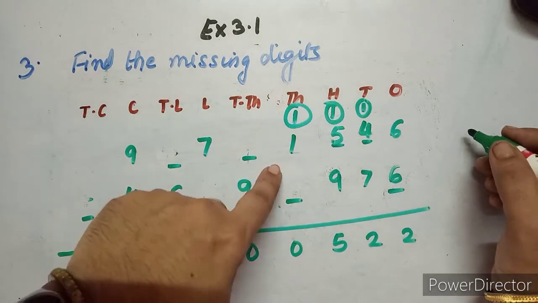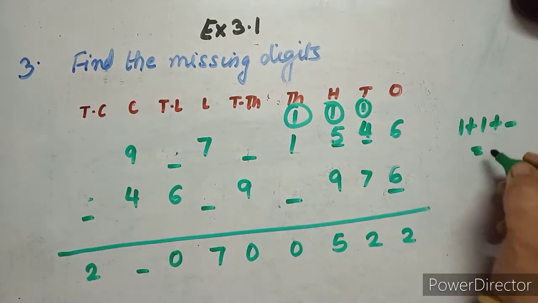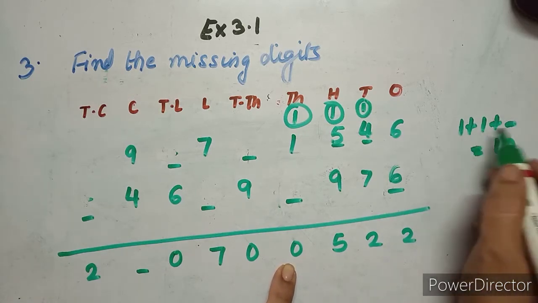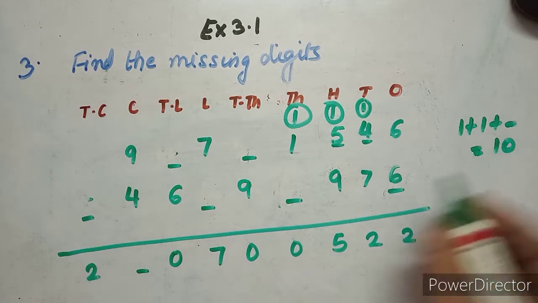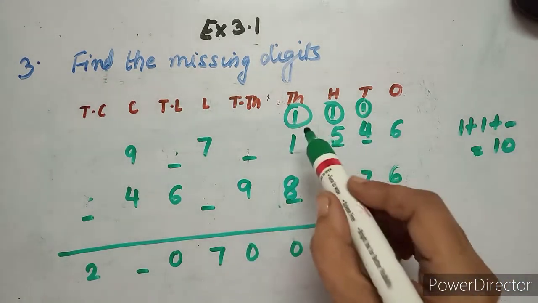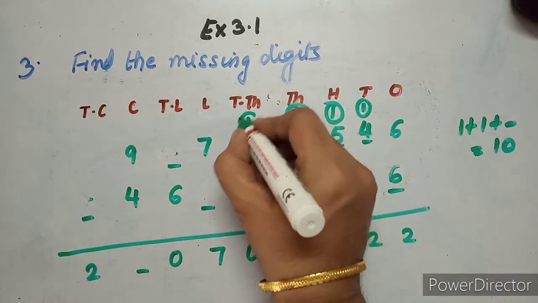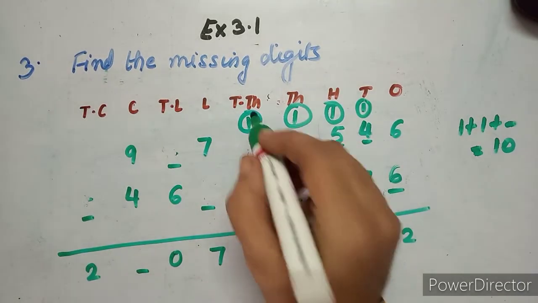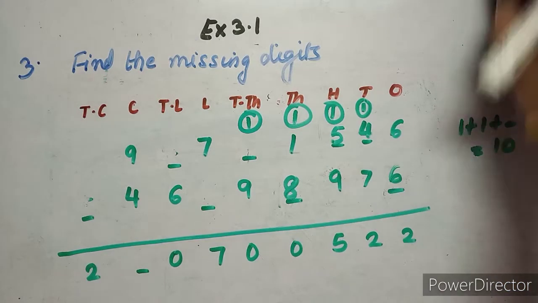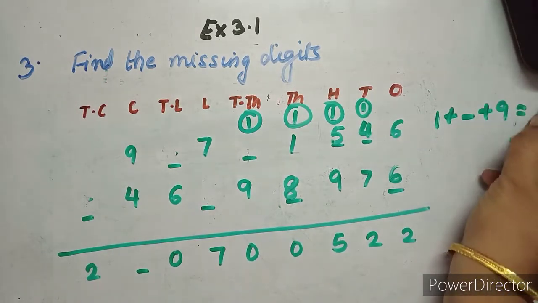So 1 plus 1 plus blank will give you 0. That means 10. That means 2 plus dash is equal to 10. That means here you should write 8. So 1 plus 1 is 2, 2 plus 8 is 10. So 0 here, 1 carried. Then you will again have 1 plus blank plus 9 is equal to 0.